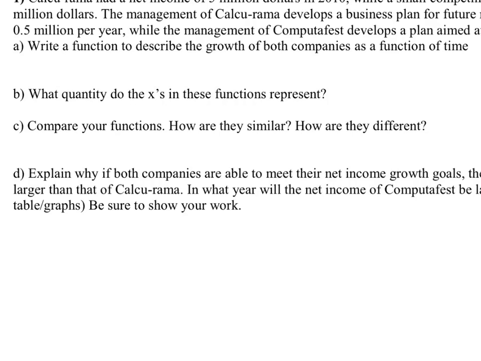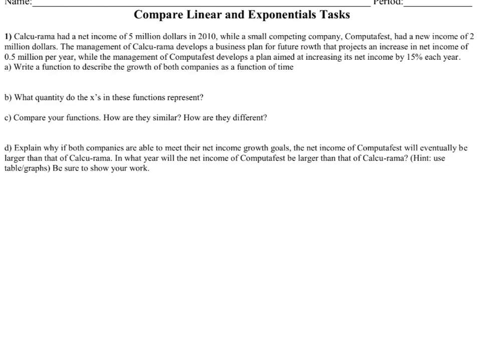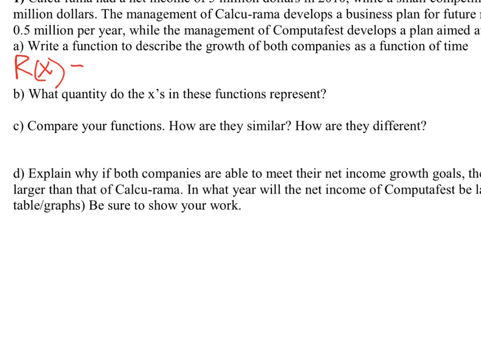But we have Kalkurama, which I'm going to say is the R one. That one starts with $5 million, and it's going to get $500,000 each year. So if you start at 5 million, and I'm going to say all of these numbers are in millions just so I don't have to write a ton of zeros, you start at 5 million, and you get 0.5 million each year. You just times that by x, and that's your whole function. $500,000 each year, x is going to be the number of years. So actually that kind of answers letter B here.